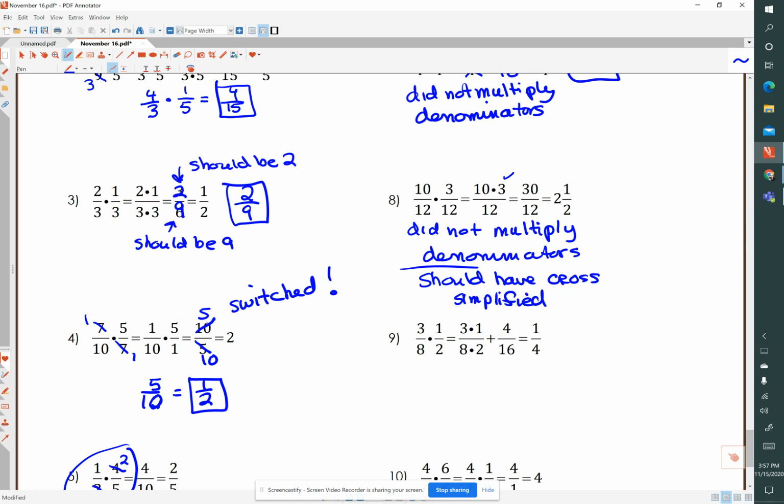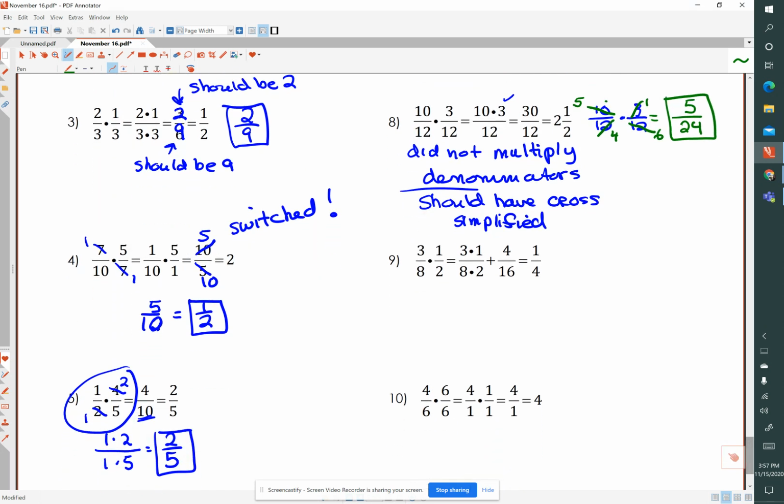So what that would be is, let's rewrite it over here, 10 twelfths times 3 twelfths. Now, change my color. We can, 3 divided by 3 is 1, 12 divided by 3 is 4. 10 and 12 are both divisible by 2. 10 divided by 2 is 5, 12 divided by 2 is 6. 5 times 1 is 5, 4 times 6 is 24, and that quickly and easily gets us to the final answer. Number 9.